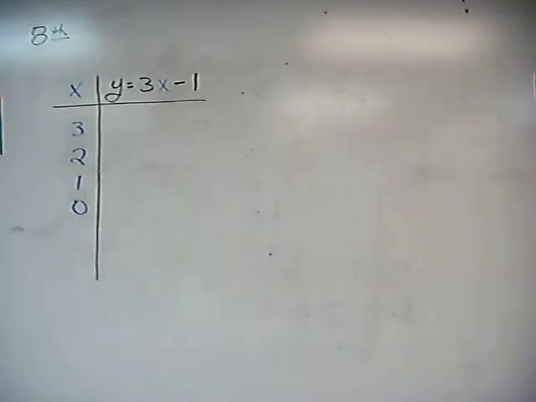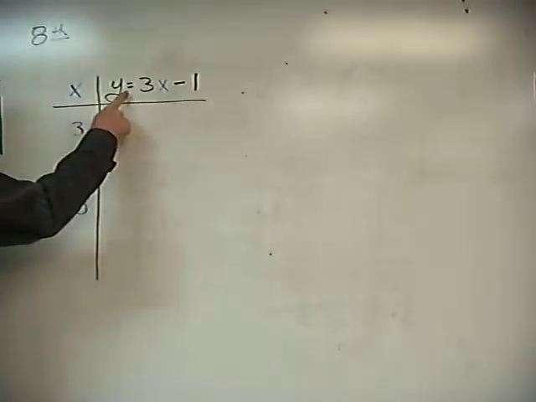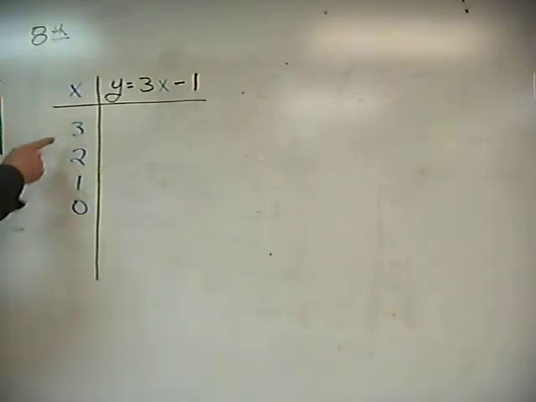Good morning. So we have a little equation that we're going to graph up here. Y equals 3x minus 1. Now I have up here a 3, a 2, a 1, and a 0. I need to fill in all these numbers over here.